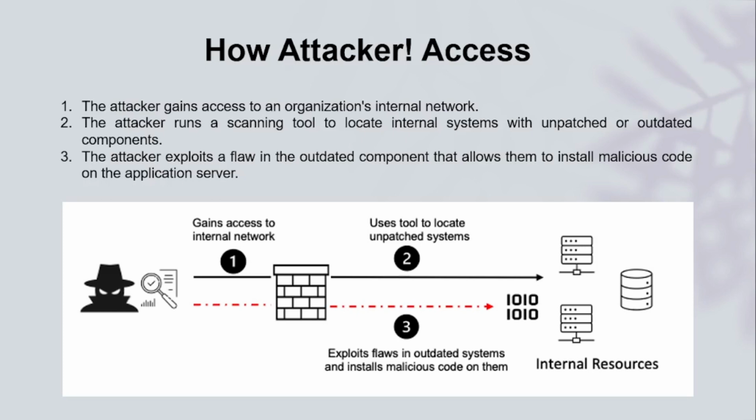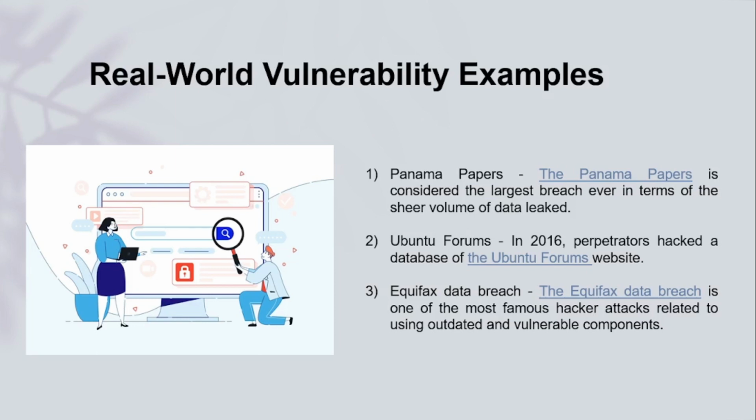In the following scenario, the attacker exploits an unpatched system to execute malicious code on the server. The attacker gains access to the organization's internal network. The attacker runs a scanning tool to locate internal systems with unpatched or outdated components, and last, the attacker exploits a flaw in outdated components that allows them to install malicious code on the application server. This vulnerability is a wide open door through which intruders can easily penetrate the system and gain access to the sensitive data.